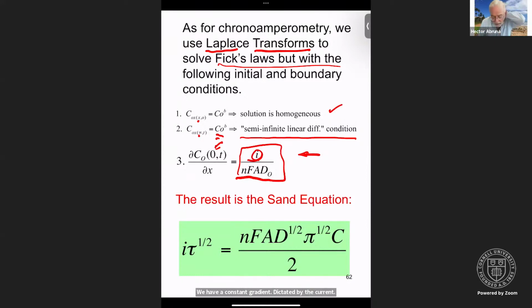When you basically solve for all of this, you end up with the so-called Sand equation, which tells you that I times t to the 1/2 equals number of electrons, Faraday constant, area of the electrode, diffusion coefficient, square root of pi, concentration, divided by 2. Okay. Notice that everything here is either known or constant.